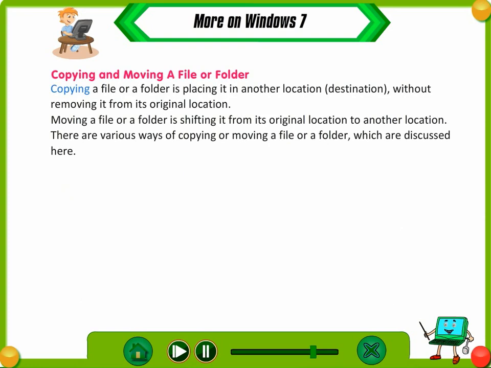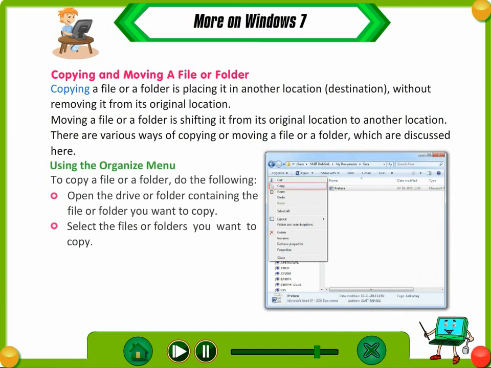Copying and moving a file or folder. Copying a file or folder is placing it in another location, the destination, without removing it from its original location. Moving a file or a folder is shifting it from its original location to another location. There are various ways of copying or moving a file or a folder, which are discussed here.